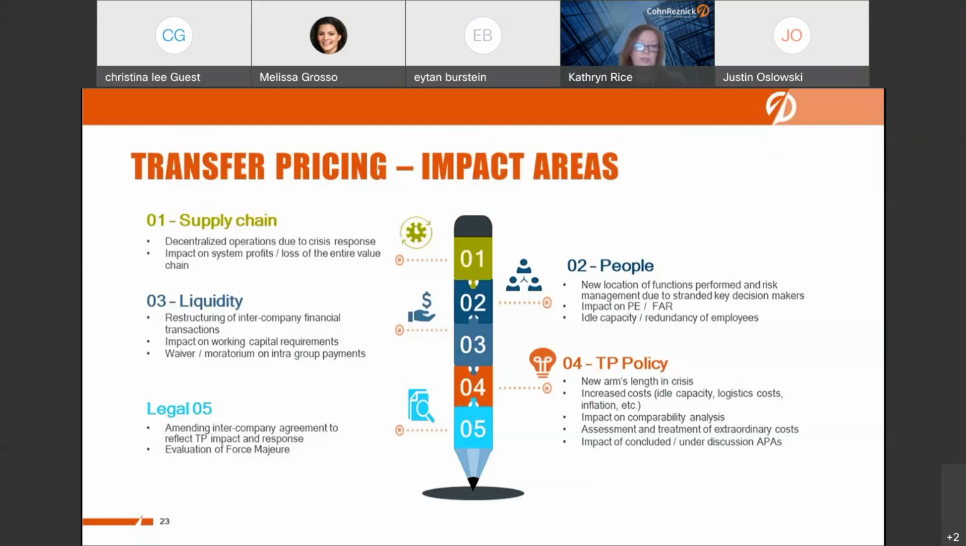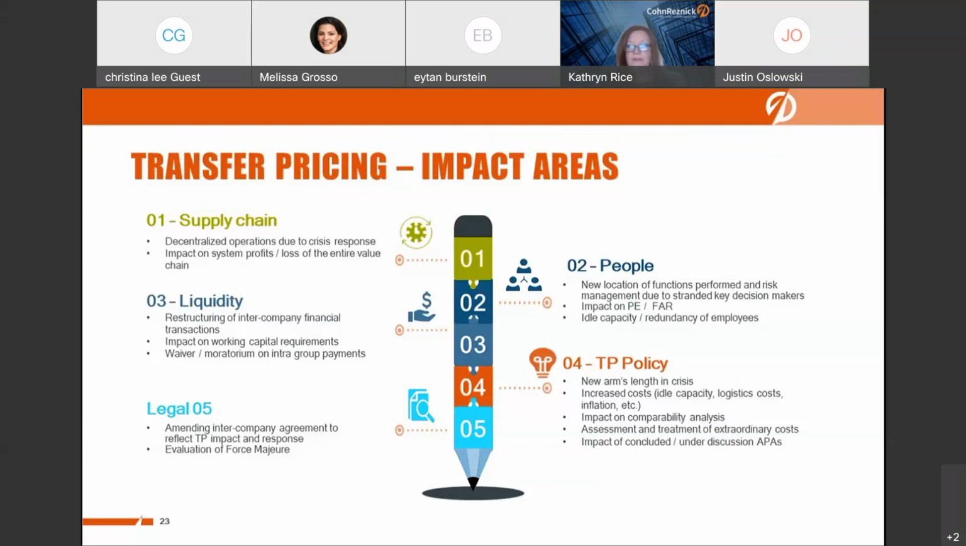Liquidity has been another issue, right? So there may need to be some restructuring of intercompany financial transactions. There's certainly been impacts on working capital requirements. And of interest, potentially, there have been some waivers and moratoriums on intergroup payments that I've discussed with clients. There have been instances of this happening in third-party situations with banks, and so it is not outside the realm of possibility to have something of that nature be justifiable on an intercompany basis.